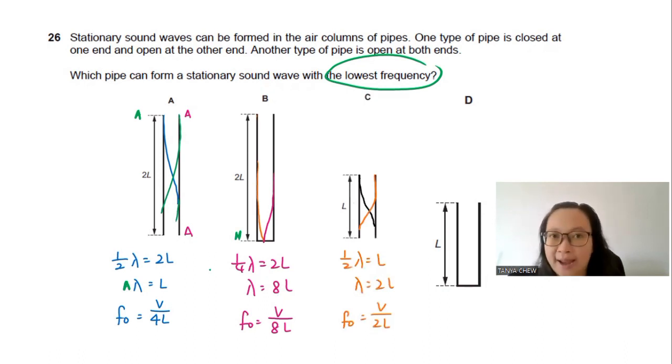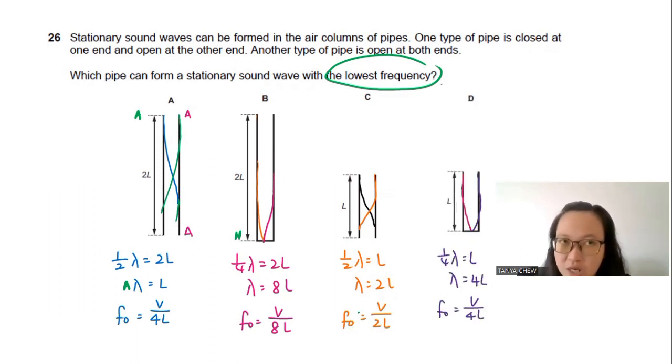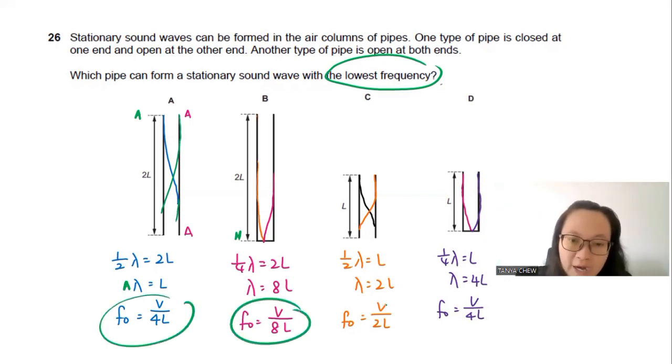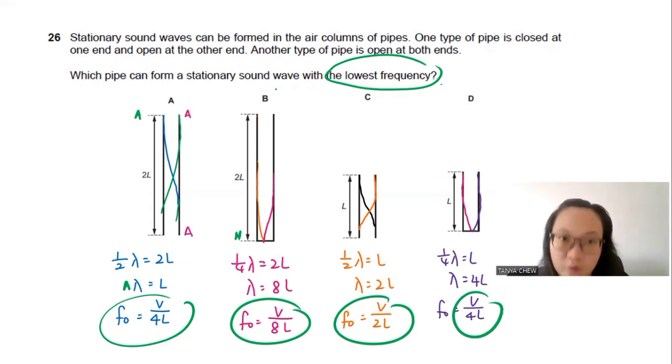C, a tube open at both ends, 1/2 lambda can be formed here, equal to L. Make lambda the subject, and f is equal to V/lambda. So V/2L. And D, a tube closed at one end, remember the closed end must be a node. So the fundamental frequency is V/4L. Now you have to compare which one gives you the smallest value here: 1/4, 1/8, 1/2, or 1/4. The answer is quite obvious, right? It is 1/8. So B is the answer.